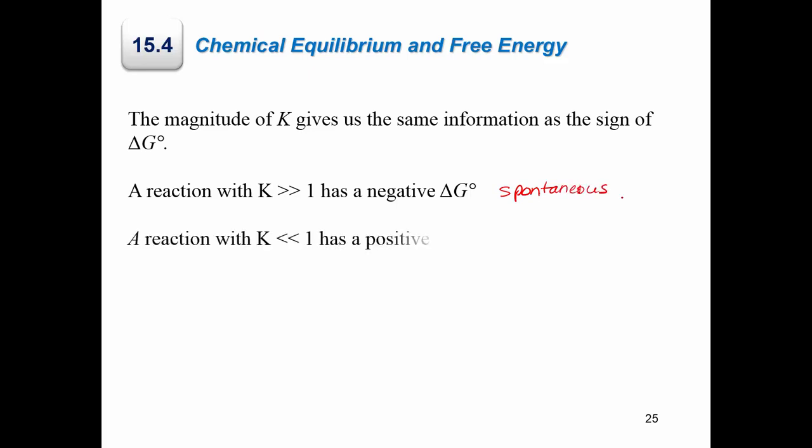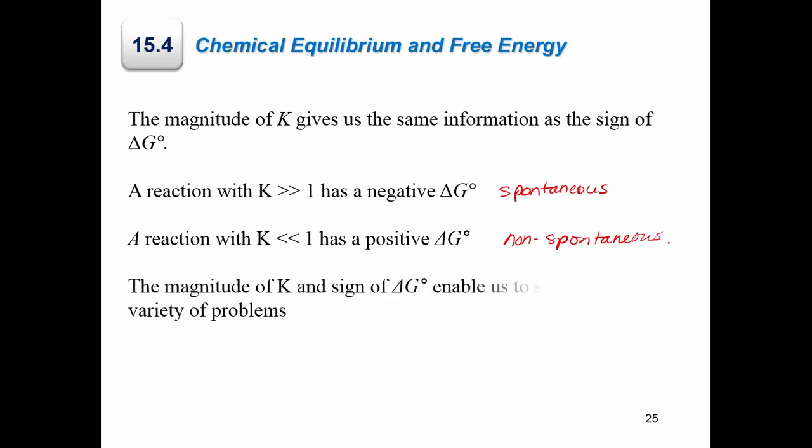A reaction with a K value much, much smaller than 1 has a positive delta G. That is non-spontaneous. The magnitude of K and the sign of delta G will help us to solve some problems.